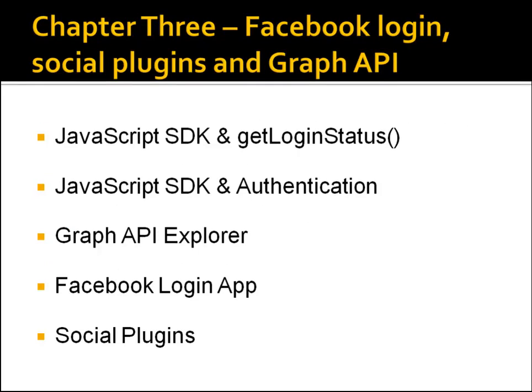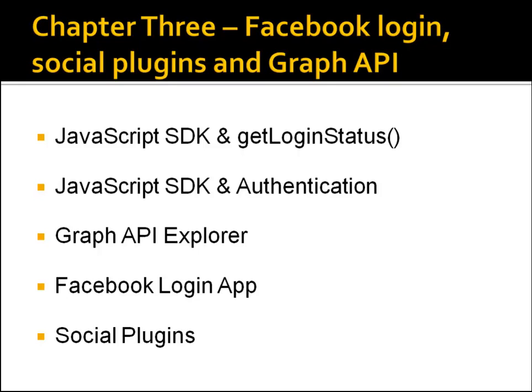I'll go over the JavaScript software development kit and some of the APIs and some of the methods, such as get login status. We'll learn how we can check to see if a user is actually logged into Facebook, and also if they're authenticated by our application. We'll go over the Graph API, which is pretty much how everything in Facebook is linked together. It has to do with objects and connections, and we'll also take a look at the Graph API Explorer, which is a free tool that Facebook offers to actually see exactly how the API works using JSON.